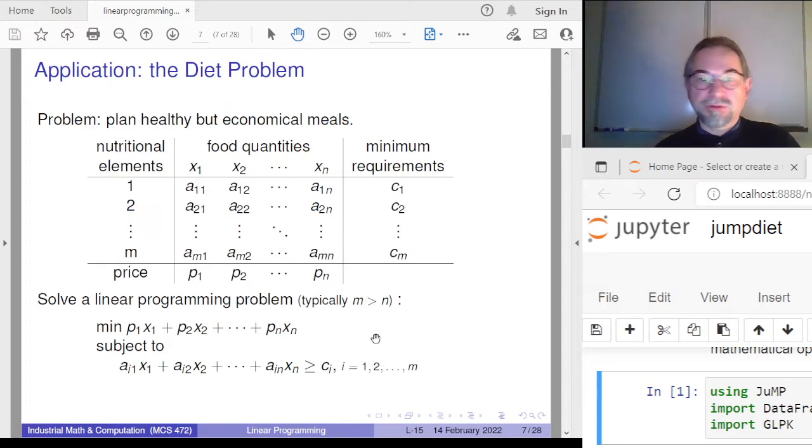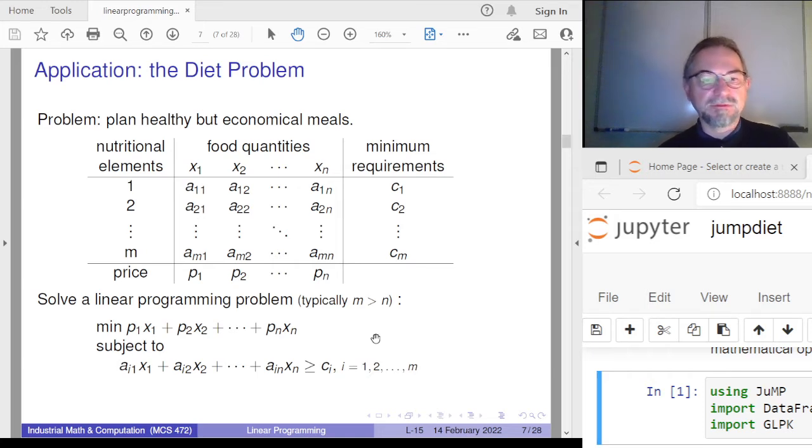But ideally it would be zero, but then we wouldn't have anything for the nutritional requirements. So zero is not here a feasible solution if you want to survive.